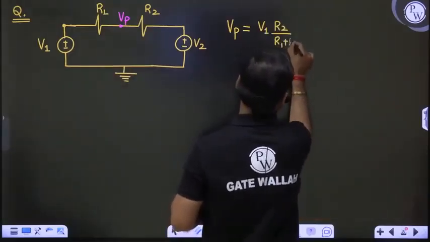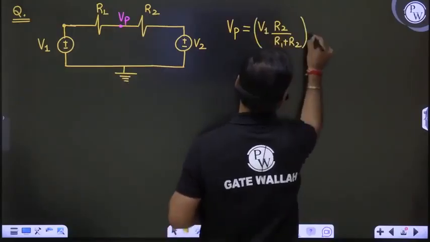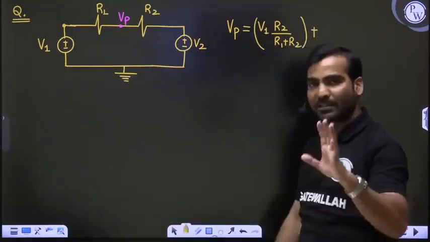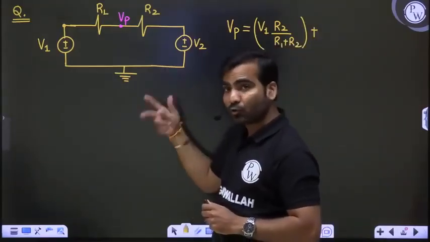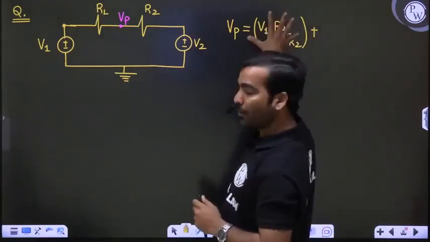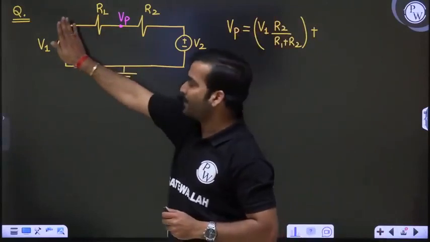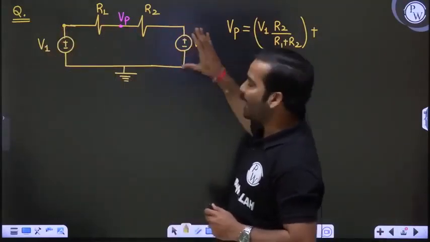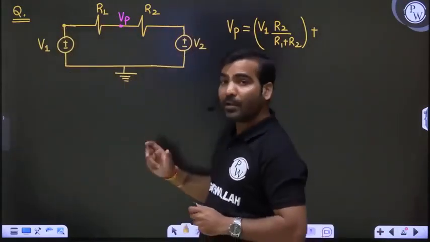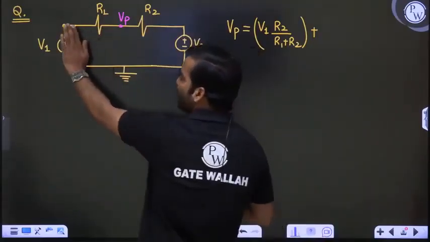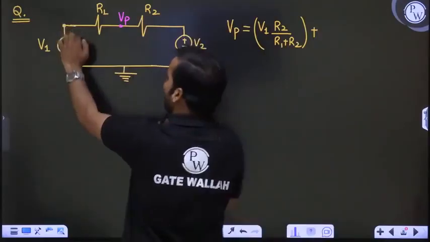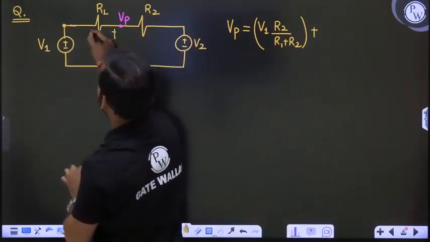R1 plus R2. So this is the voltage because of V1, when V1 is acting alone. Because we are using superposition, with two sources, this is the voltage because of V1. Now V1 is switched off and V2 is acting alone. Then what is Vp? Vp is the voltage with respect to ground. If V1 is switched off, this is ground, then Vp will be this plus, this minus.